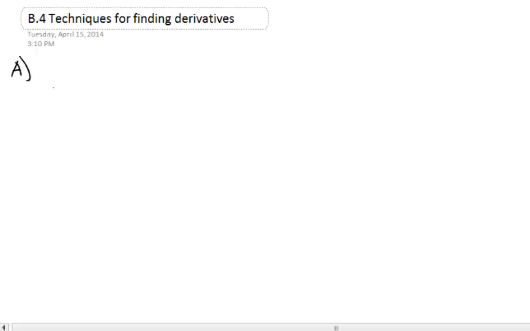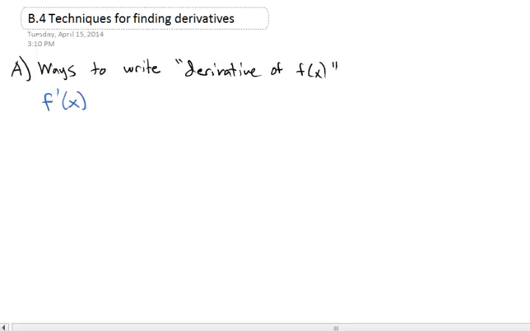First, I want to make a point of noting that there are many ways to write the derivative of f of x. One way is to put a little prime after the f. We'll say f prime of x, and that just means the derivative of the function. Another way we'll see it is dy dx. That means the derivative of y with respect to x.